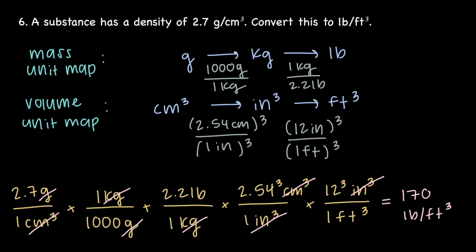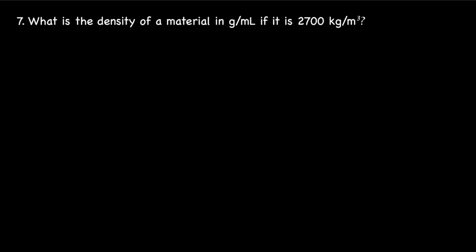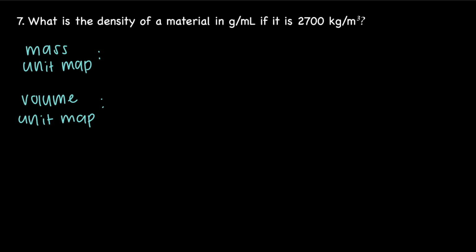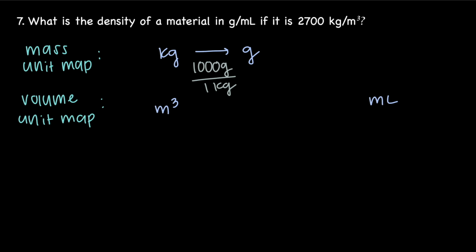significant figures. Number 7. What is the density of a material in grams per milliliter if it is 2,700 kilograms per cubic meter? We can start by creating a unit map for both mass and volume. We need to convert kilograms to grams and cubic meters to milliliters. Converting from kilograms to grams will be a base unit to prefix conversion, where we only need one step. We will use the conversion factor 1,000 grams for every 1 kilogram. To convert from cubic meters to milliliters, we can first convert to cubic centimeters and then milliliters.